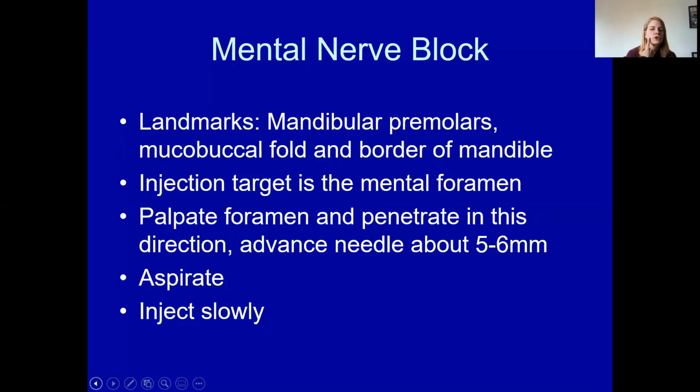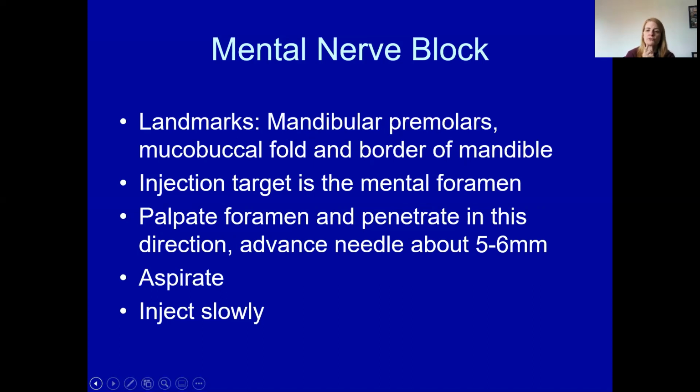Landmark, mandibular premolar, you're going to feel between the molar and the canine. Your site of deposition is going to be the mucobuccal fold, border of the mandible. You're going to go 3 to 5 millimeters in that area once you find the mental foramen. You're going to feel from the molar to the canine. It's usually between the first and second premolar, but not always, so make sure you palpate and feel. The injection target is the mental foramen.